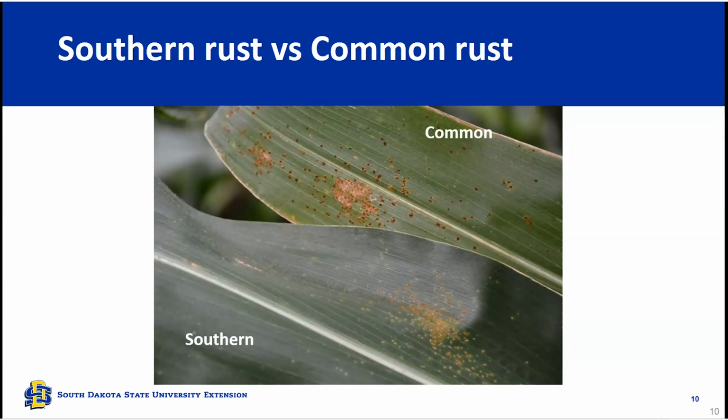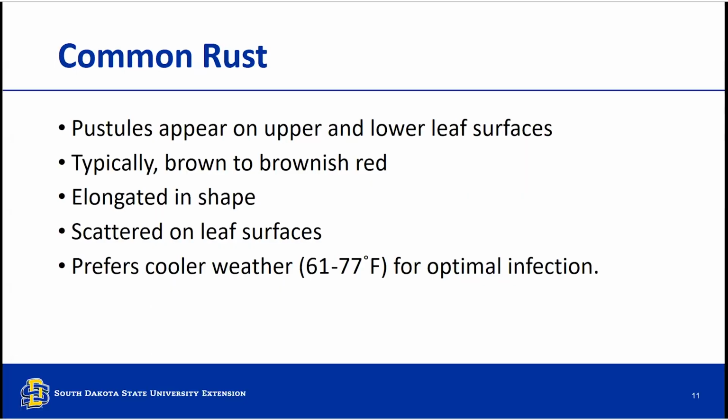But as these lesions age, the color starts to fall out, so you can't go on color alone. But again, common rust, those pustules appear on the upper and lower side of the leaf, or on both sides of the leaf, if you will. They're typically brown to reddish brown, elongated in shape, scattered. And again, they like a little bit cooler temperature, so that's 61 to 77 degrees for optimal infection.